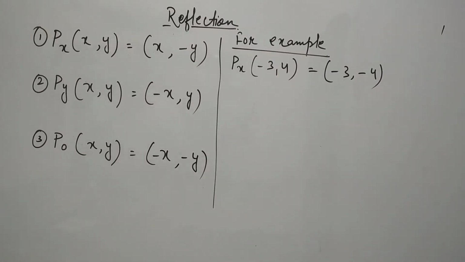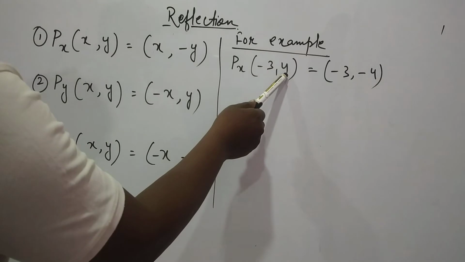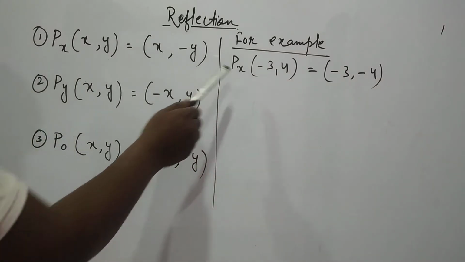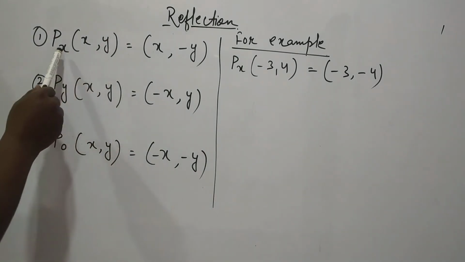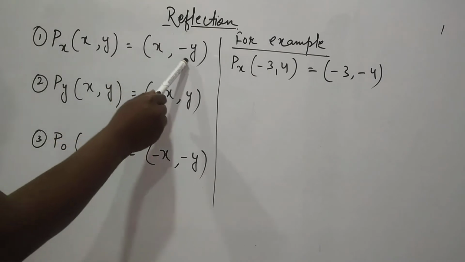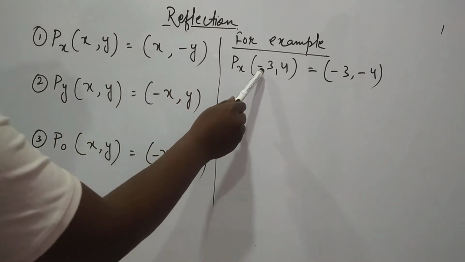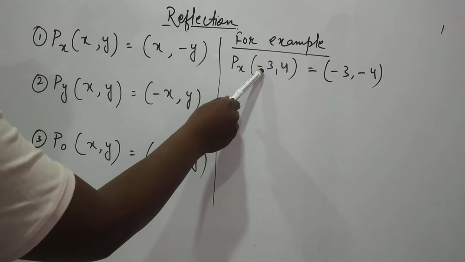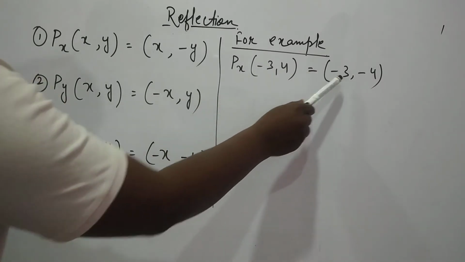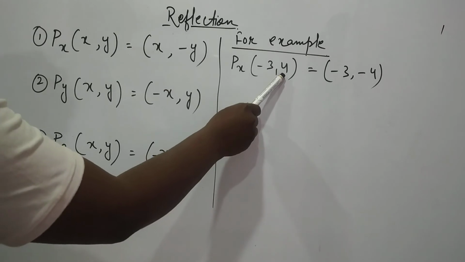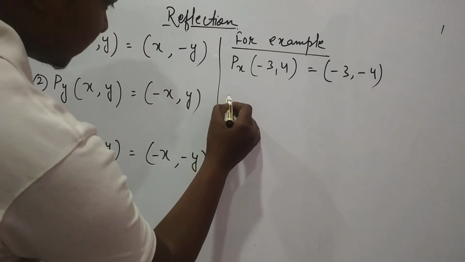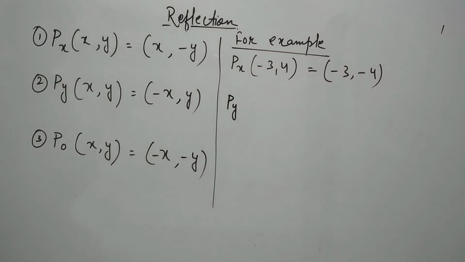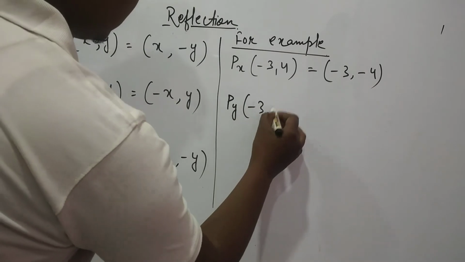So let us see one example. Here the point P (-3, 4) is reflected on x-axis. What we see here is that when the point is reflected on x-axis, the y-coordinate sign changes. So -3, the x-coordinate, remains as it is, but 4, the y-coordinate, changes its sign. It becomes -4.